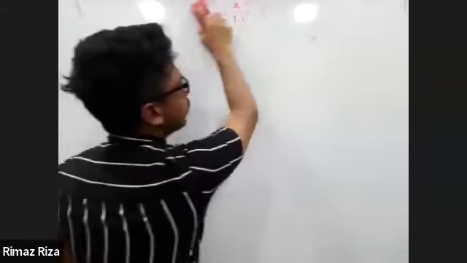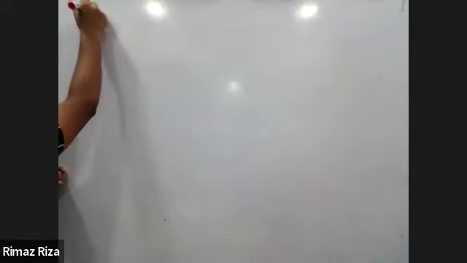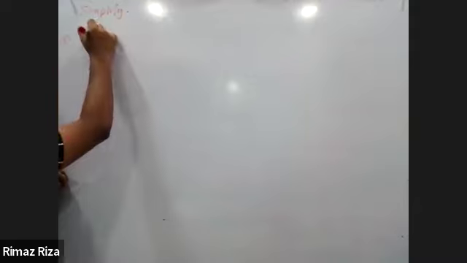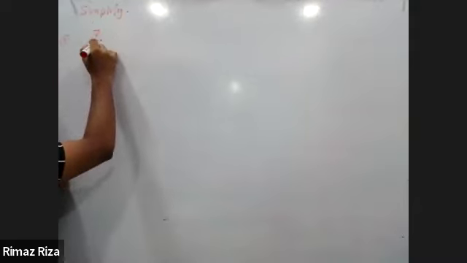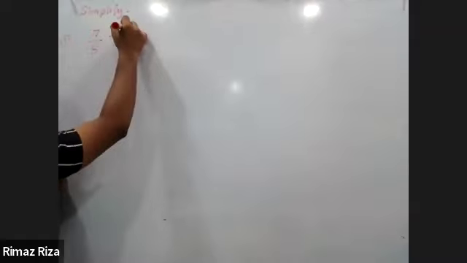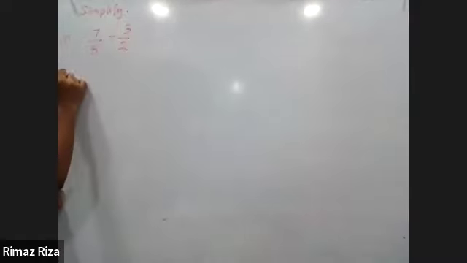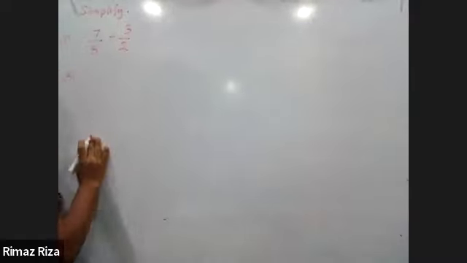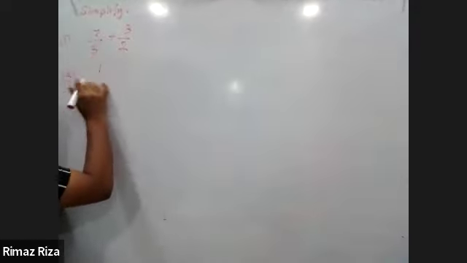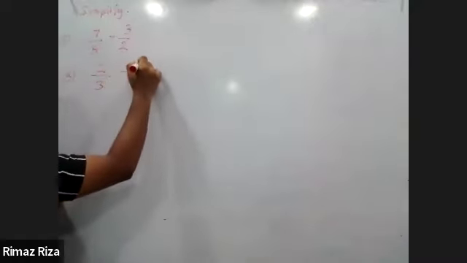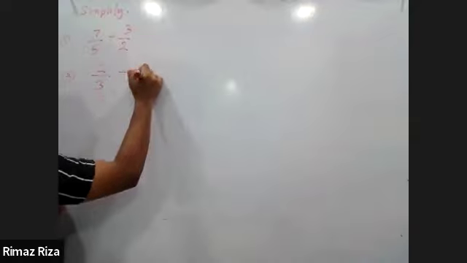So I'll give you 5 questions from addition and subtraction of fractions. Simplify. Question number 1: 7 over 5 plus 3 over 2. Second one: 2 over 3 minus 1 over 5.